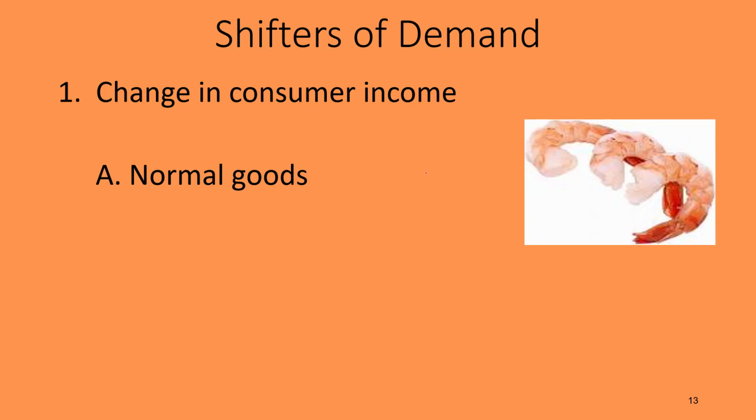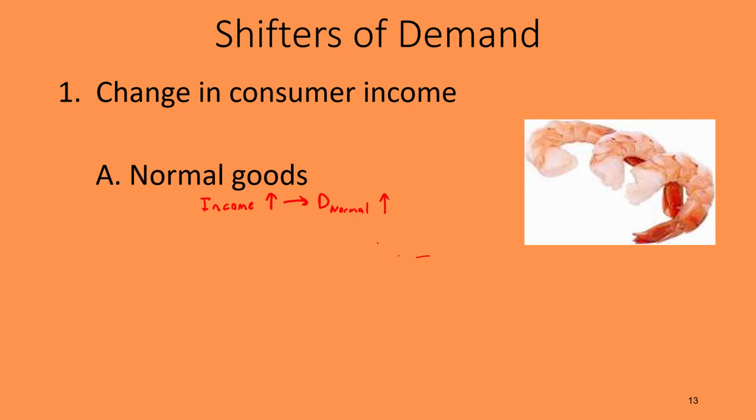So the way this works is if your income goes up, then your demand for normal goods, which I'll abbreviate as D subscript normal, will also go up, meaning that it will shift your demand curve to the right. And this should make sense because, again, these normal goods are goods that you like to buy and would buy more of if you have more money.